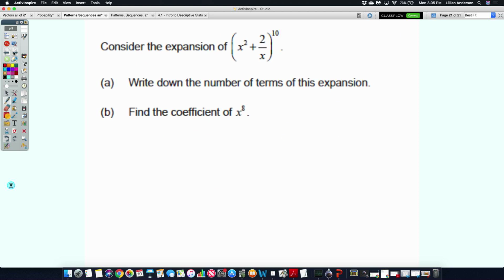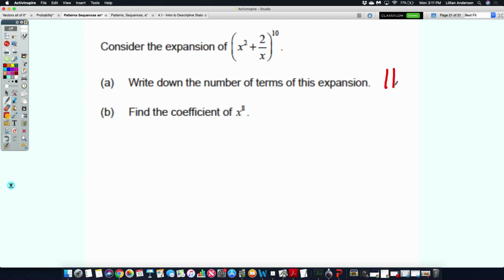Actually, we do need to do this. Then this will be our last one. You have the expansion, x to the 2nd plus 2 over x, that's all being raised to the 10th power. What's the number of terms in the expansion?